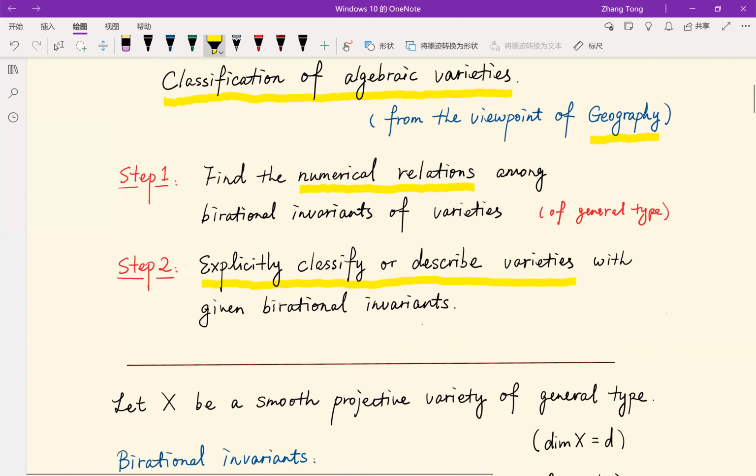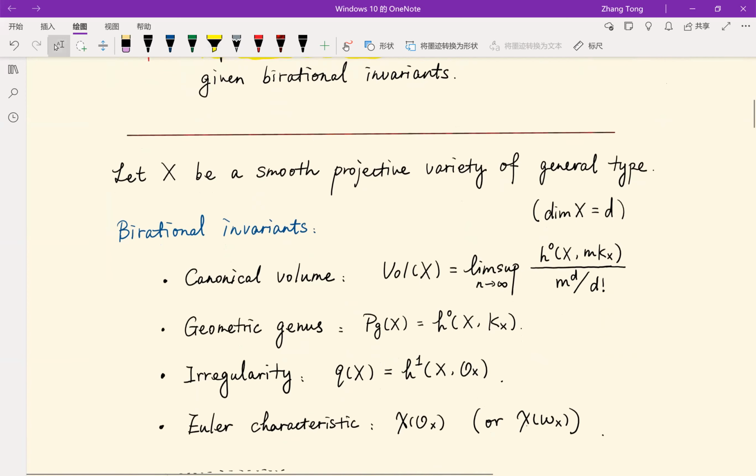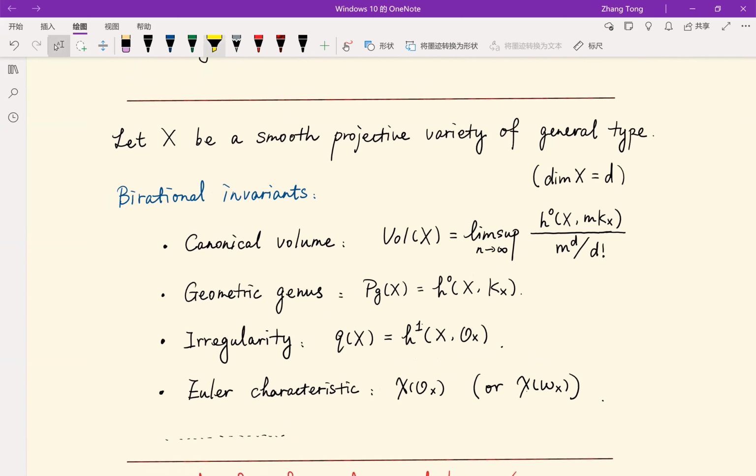So here I consider a variety X. I assume this variety X is a smooth projective variety of general type, and we usually consider this problem over the complex numbers, so I wrote over C. In the following, I write 4 classical birational invariants that we are interested in.